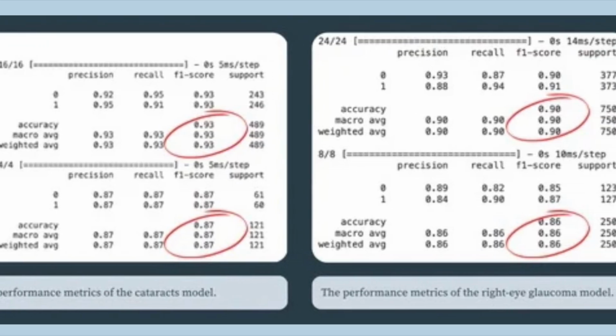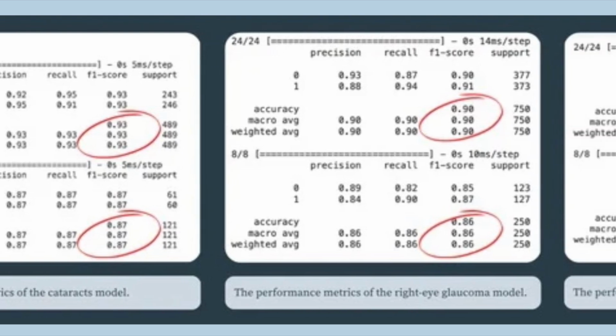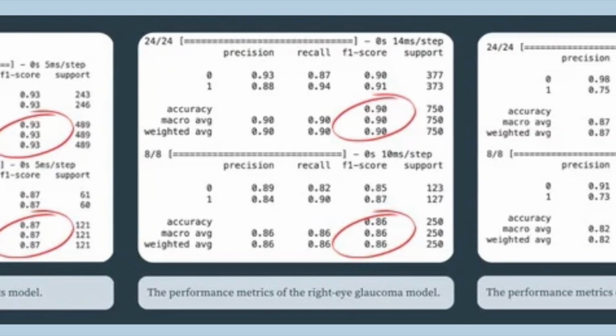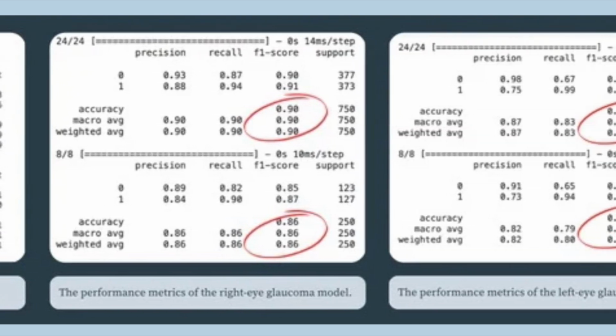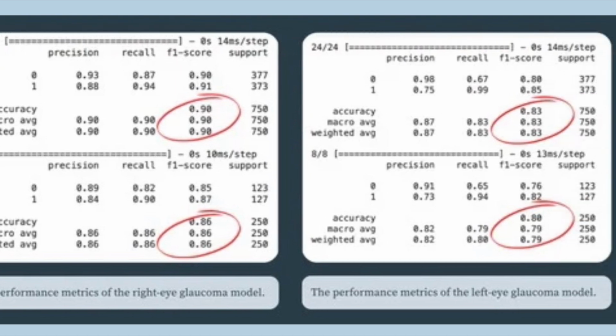And finally, here are the accuracies of the machine learning model. The cataracts model had an accuracy of 87% on the validation set, and the accuracies for the glaucoma models were 86% and 80%.